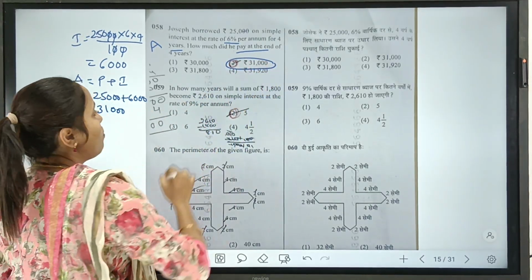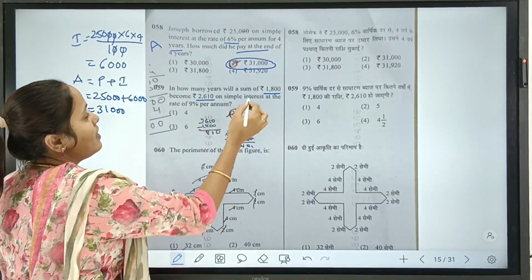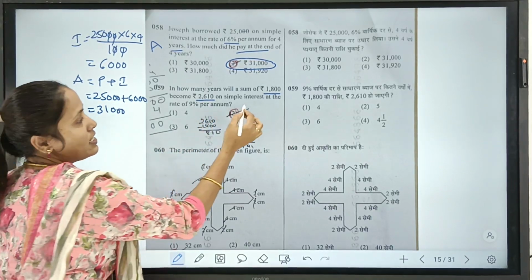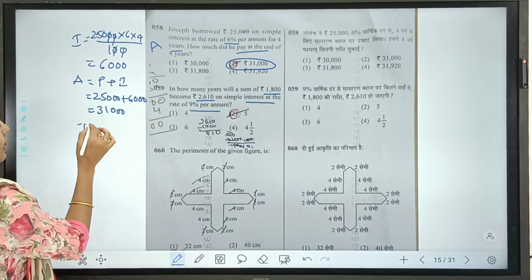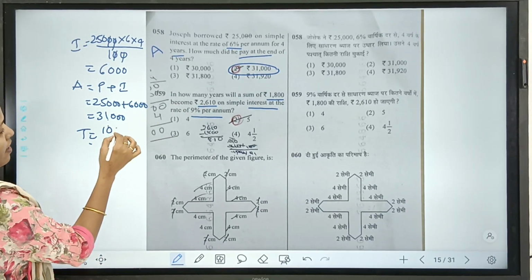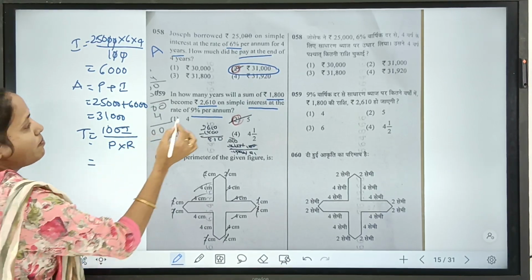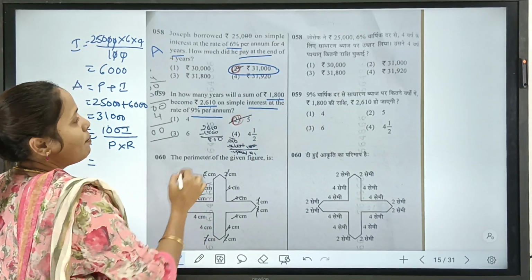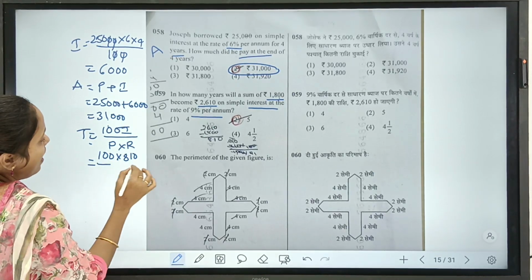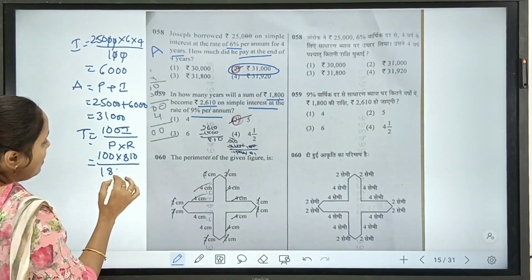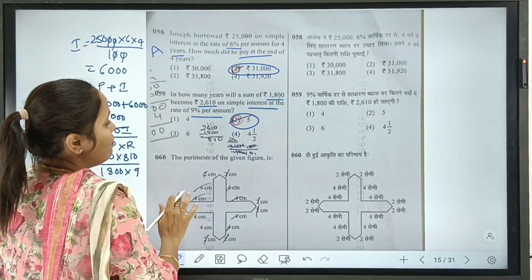The answer is 31,000. Next, in how many years does a sum of 1800 become 2016 at simple interest at the rate of 9%? Here we need to find the time. Time formula is 100I by PR. Here I will come from amount minus principal. Amount minus principal, I will get 216. So 100 into 216 by principal 1800, R equals 9. If you do the cancellation, you will get the answer 5 years.